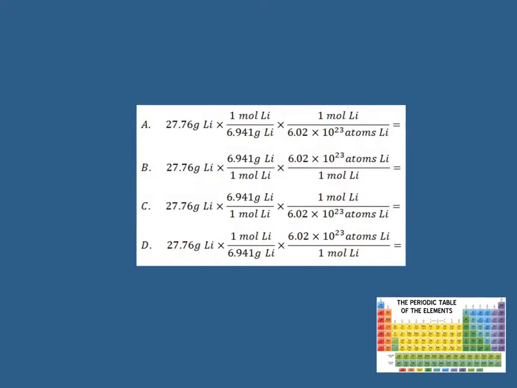Let's look at the setup of a dimensional analysis problem. So here are some multiple choices, and I can tell just by the starting amounts that they give me that I'm going to be converting grams into something else. And so my task here now is to make sure that we have followed our steps for dimensional analysis.